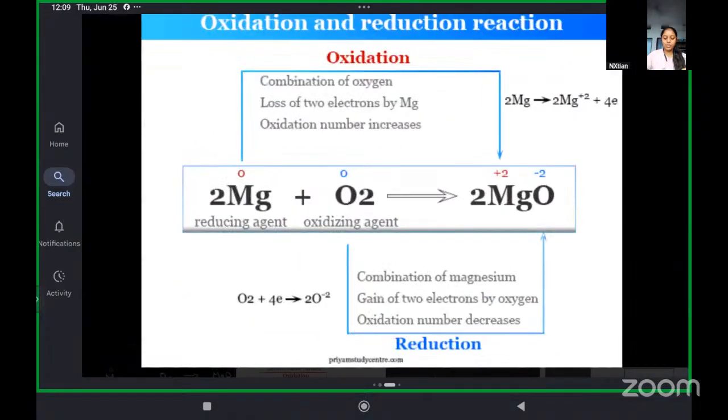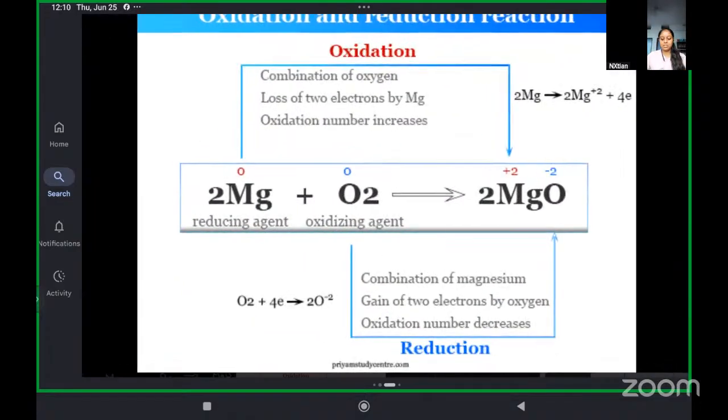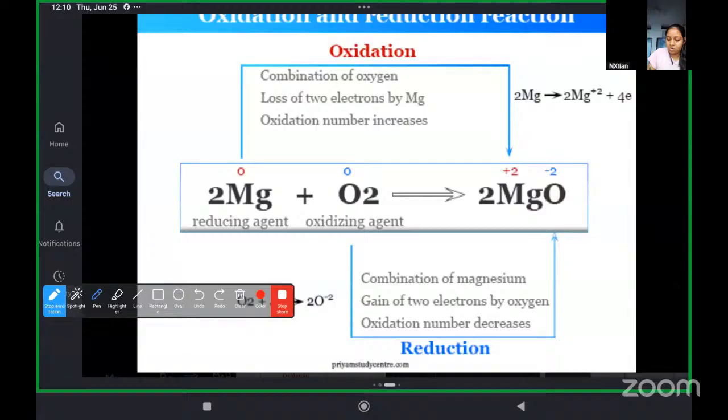Okay, check this one out also. 2Mg plus O2, giving out 2MgO. So when combination is happening, when oxidation is happening, oxidation means gaining oxygen.